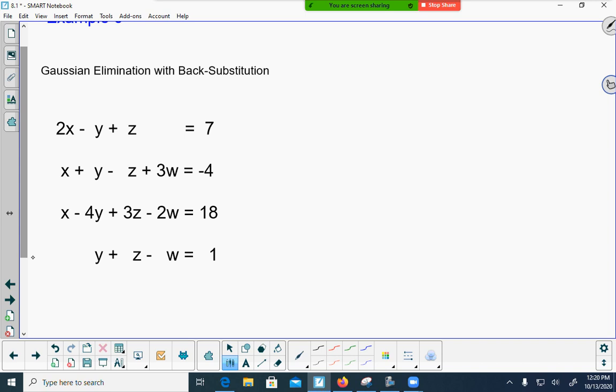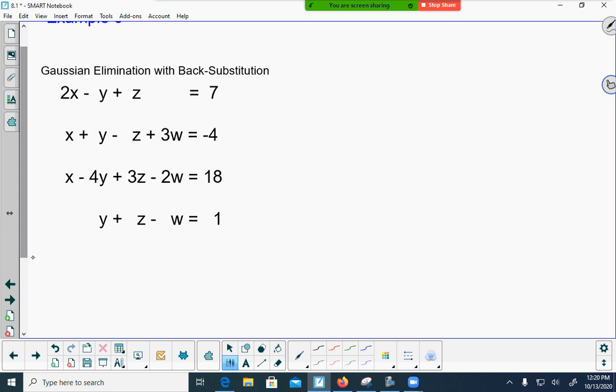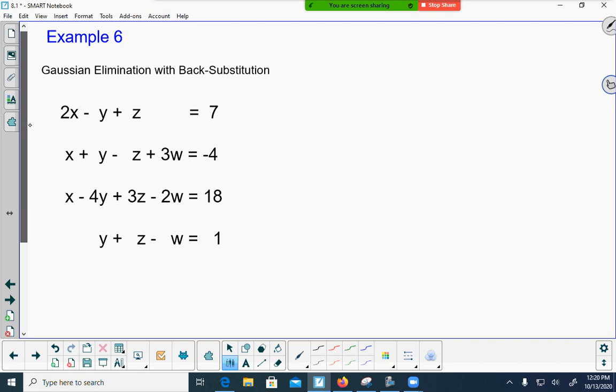Here we go. So what's the first thing I'm going to do, Aiden? Well, you got to know what I call it. What do I call it? What kind of matrix? Yeah, you got to make it into an augmented matrix. So, John, would you like to do that for us?